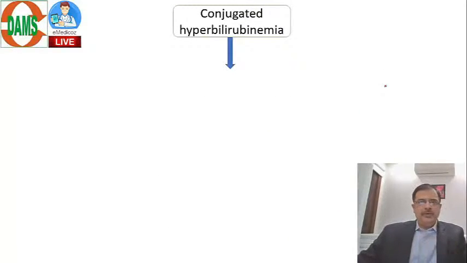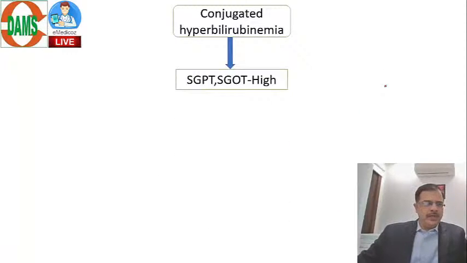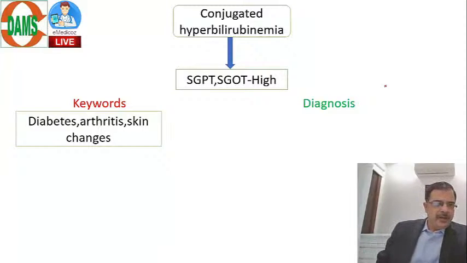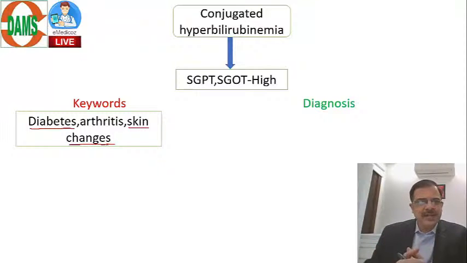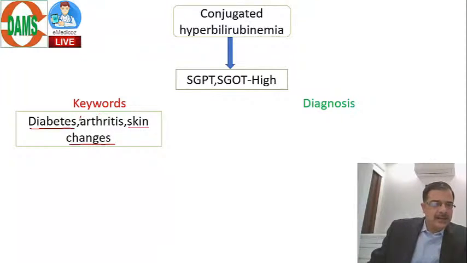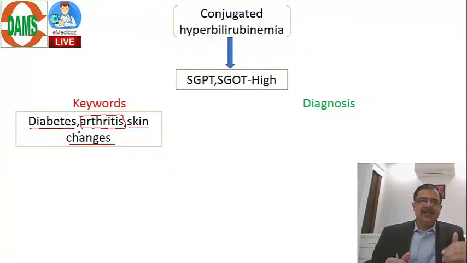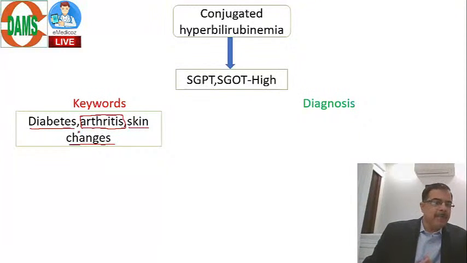While conjugated hyperbilirubinemia and SGPT, SGOT are on a higher side, keywords and diagnosis. The patient has diabetes, arthritis and skin changes. Remember, you have seen diabetes earlier also in non-alcoholic fatty liver disease. You have seen skin changes in non-alcoholic fatty liver disease as acanthosis nigricans. But here the third finding of arthritis will give you a clue that this combination, liver, diabetes, arthritis, skin changes, and skin changes is a bronze pigmentation. Bronze pigmentation.